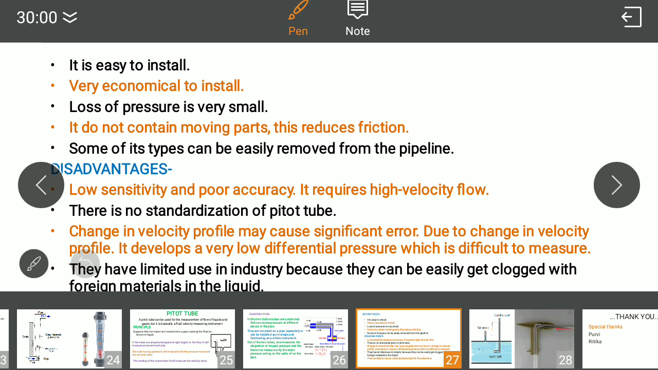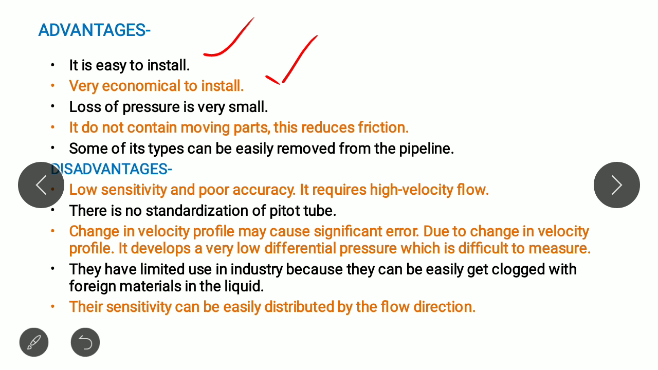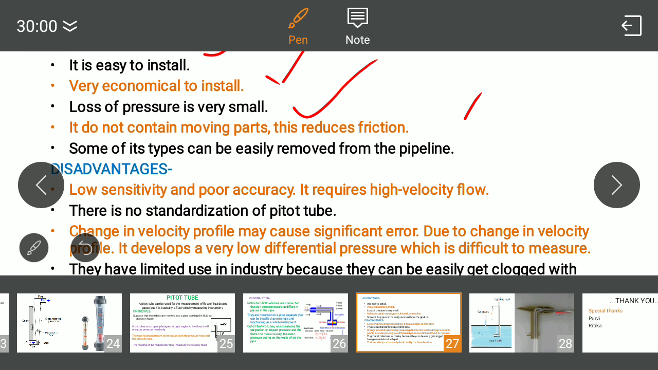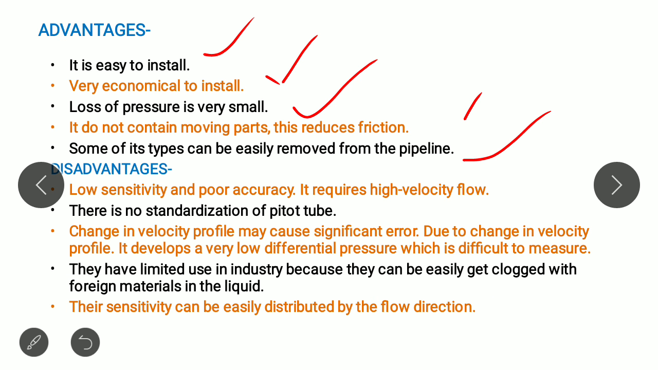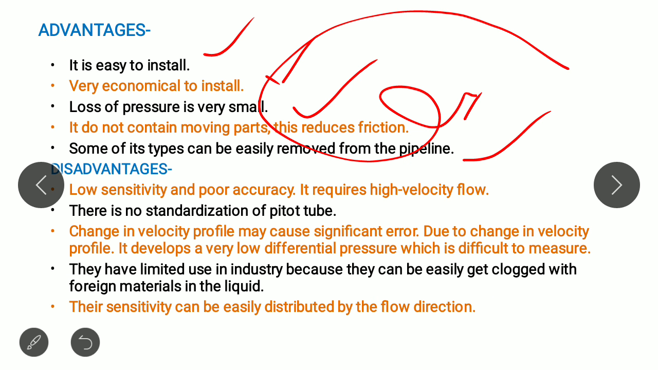Advantages: it is easy to install, very economical to install, loss of pressure is very small, it does not contain any moving part, so this will reduce the friction. Some of its types can be easily modified from the pipeline. So all these are the advantages.